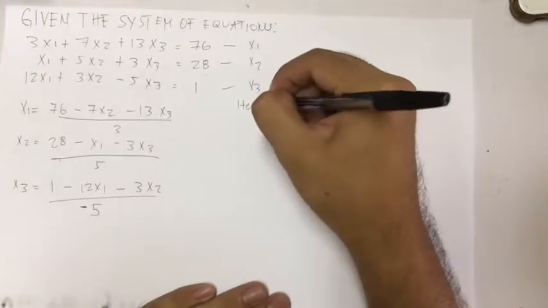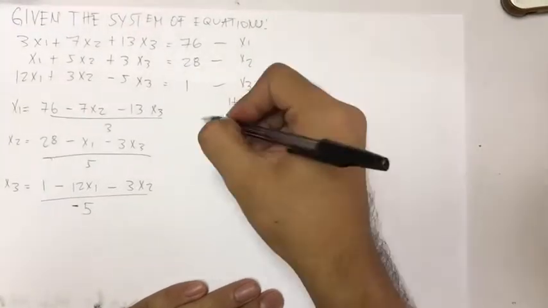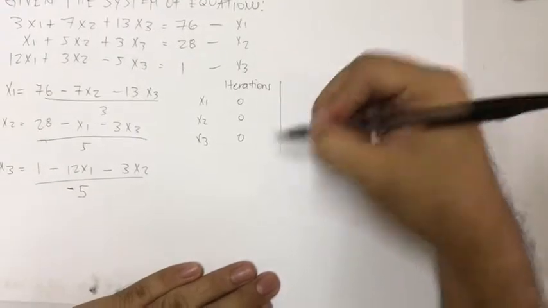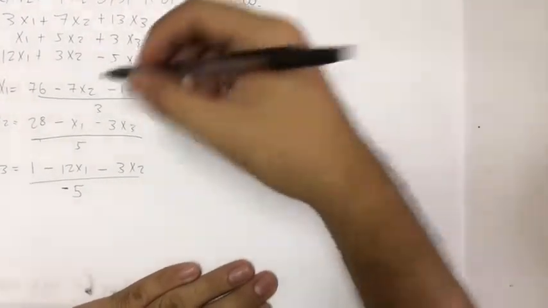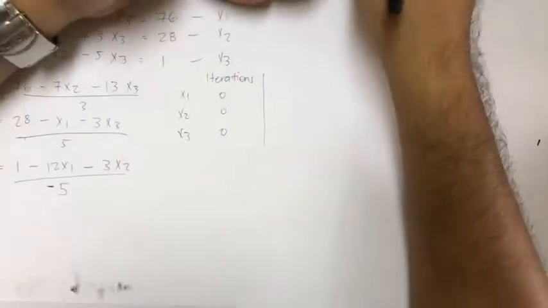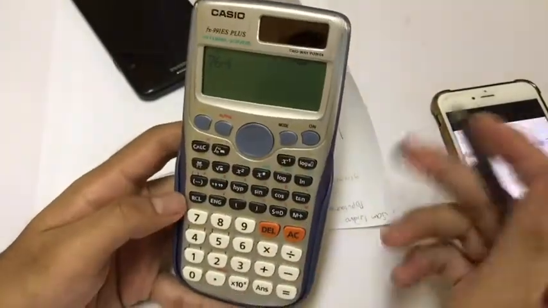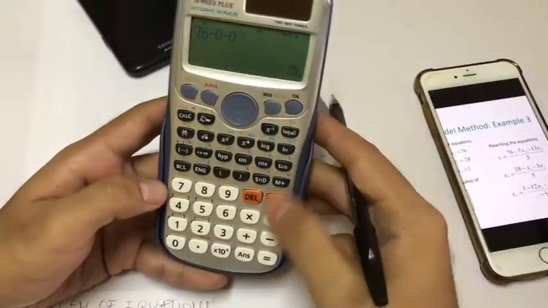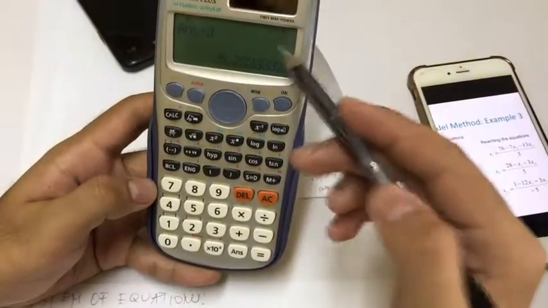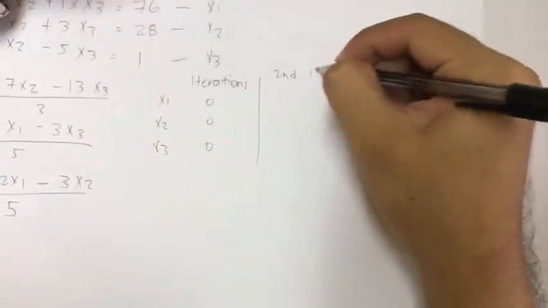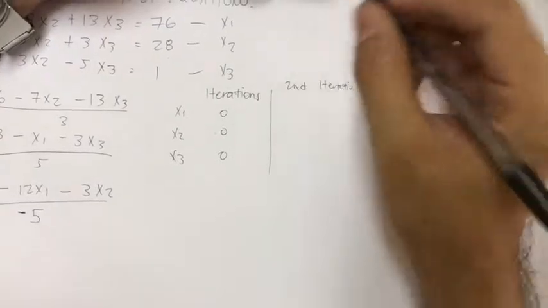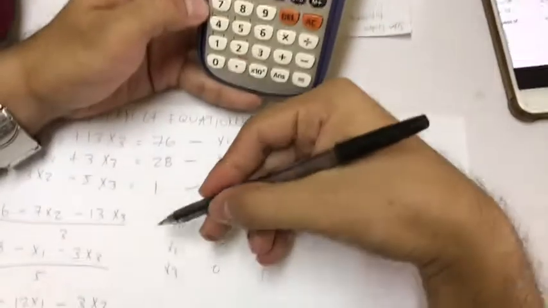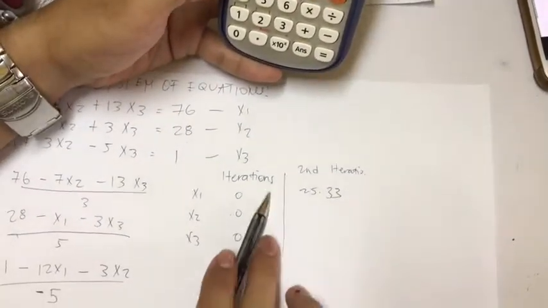Now we go along to the iterations. Our first iteration values of x1, x2, and x3 will be 0, because initially none of the values have numbers. So first for x1, we use on the calculator 76 minus 7 times x2, which is 0, and 0, so we get the value of 76 divided by 3. So the value of our second iteration is 25.33.